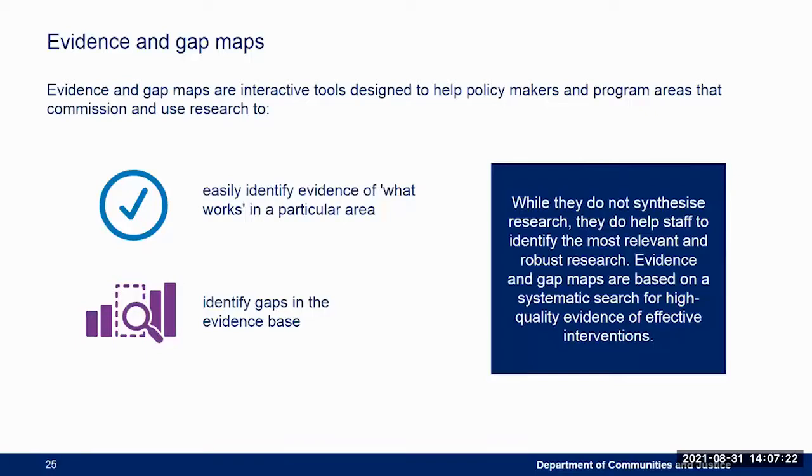Evidence and gap maps. I'm not sure whether you know much about evidence and gap maps, but they are interactive tools. It's actually a map, and they're designed to help us use research to easily identify evidence of what works and to identify any gaps. They don't synthesize research. They're not like a systematic review, which synthesizes the research and pulls together the evidence of what works and what works about a program. This is actually just all of the studies pulled together in a map.